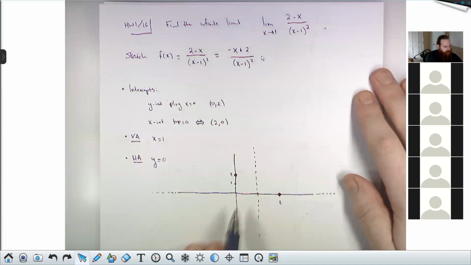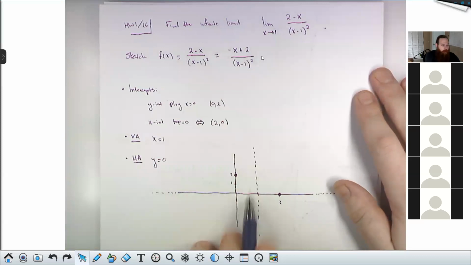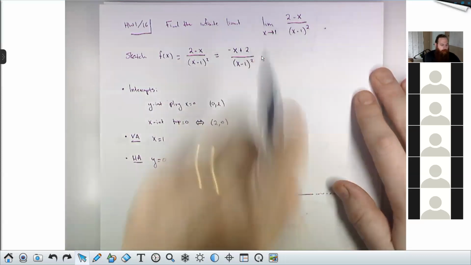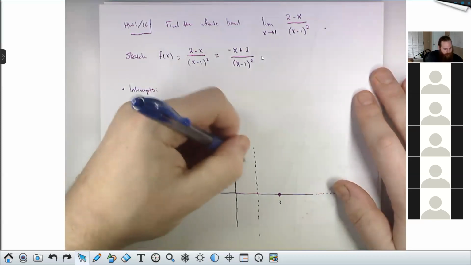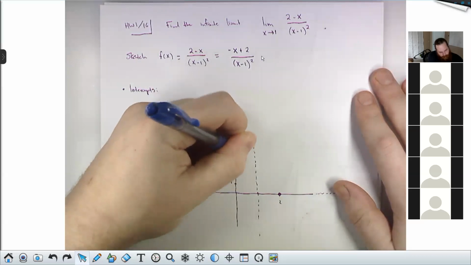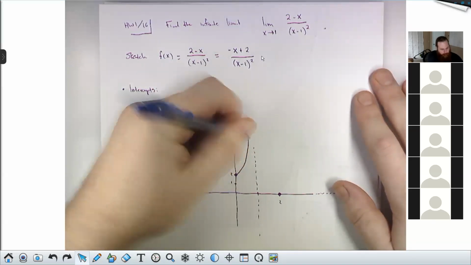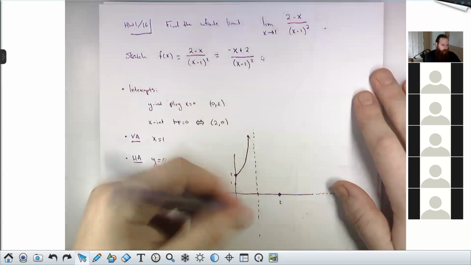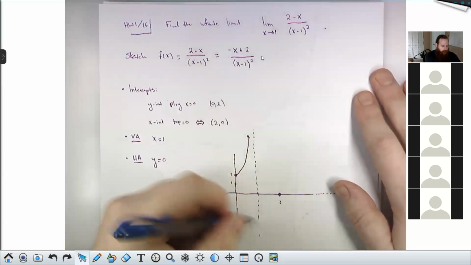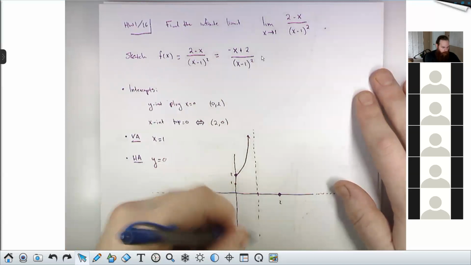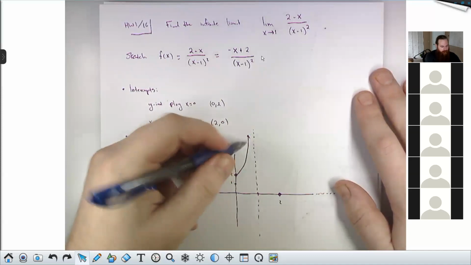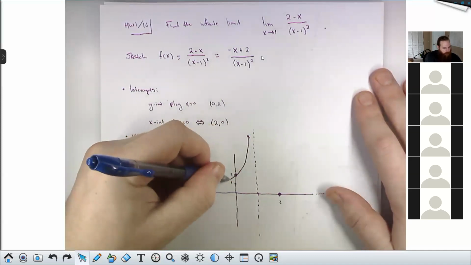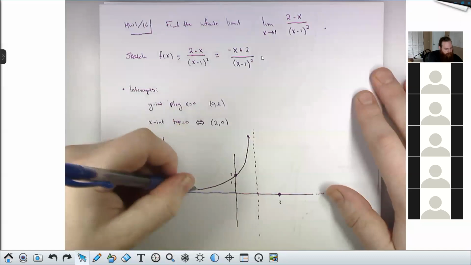So imagine plugging in something between 0 and 1. You plug in something like 1/2. Well, then the top would be like 2 minus 1/2. That's definitely positive. And the bottom would be 1/2 squared. That's also definitely positive. So we know that we're approaching this asymptote like this. It couldn't be negative, because if the function was negative anywhere in this region, it would approach down here because it would have to stay negative in that region. But because it's positive in this region, it has to stay positive in this region. So we're going to approach our horizontal asymptote from above like this.